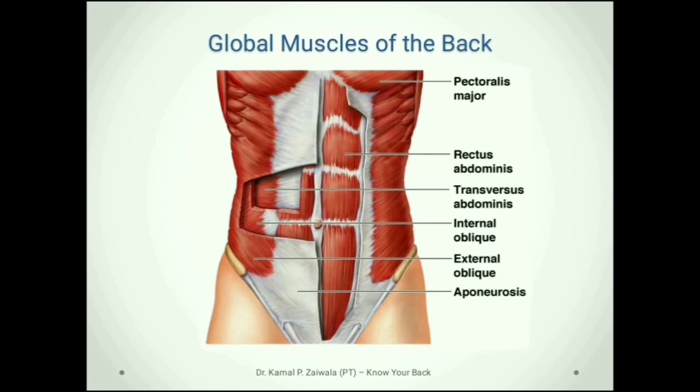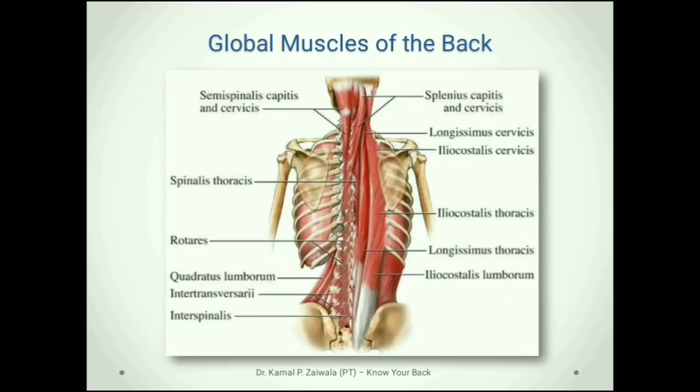The centermost muscle in the abdomen is the rectus abdominis. The orientation of the fibers of the rectus abdominis is vertical, and then there are the internal oblique and external oblique. The orientation of the internal and external obliques is diagonal. Hence, they are responsible for flexion as well as rotation movement, whereas the rectus abdominis is responsible for flexion. These were the global muscles placed anteriorly.